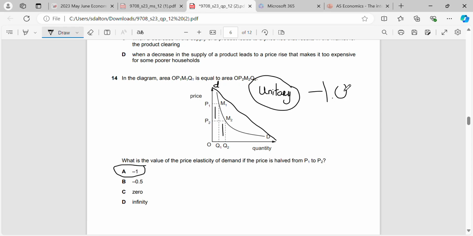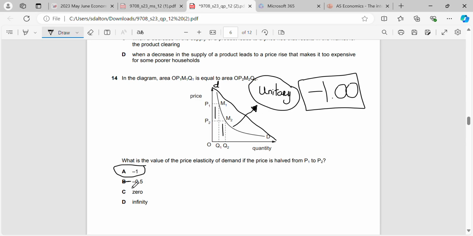-1.00 exactly, to be precise. Okay, so if you need a refresher on that, if you're confused as to why: anytime they show you this diagram, you know straight away that it's going to be unitary. Okay, so all you're looking for is the value that's going to be -1 or -1.00.